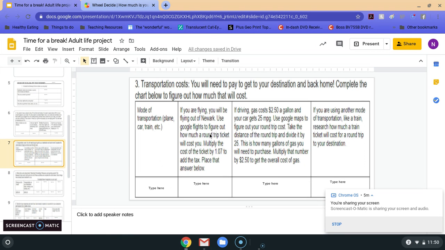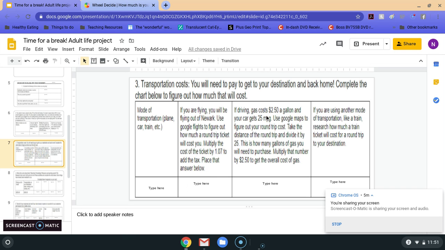So if you are flying, you're going to be flying out of the Newark airport. So you can go to Google Flights and put in a round trip for where you want to go, and then multiply that ticket price by 1.07. That's how much it's going to cost you in order to fly to your destination. And it's really important that it's round trip. Don't worry about baggage, how much that costs. You just get a very basic ticket.